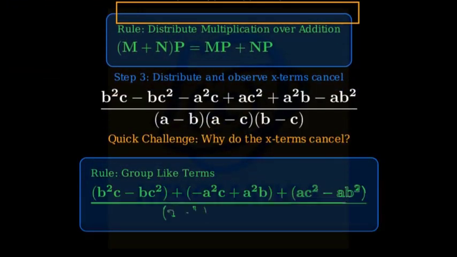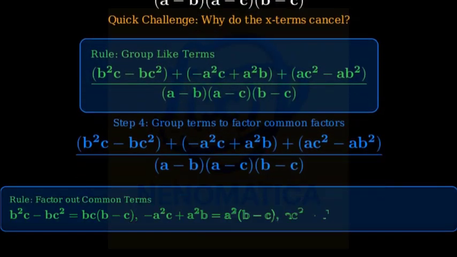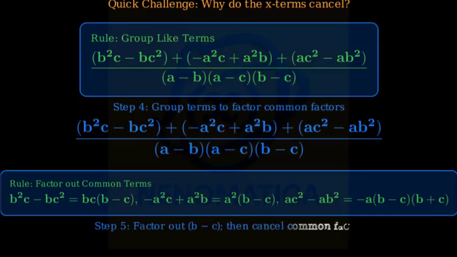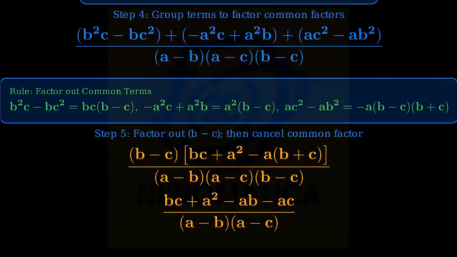Step 4. Group like terms to factor. Step 5. Factor out common terms. Each group shares a factor of b minus c after reorganization, giving a common b minus c in the numerator that cancels with the denominator.